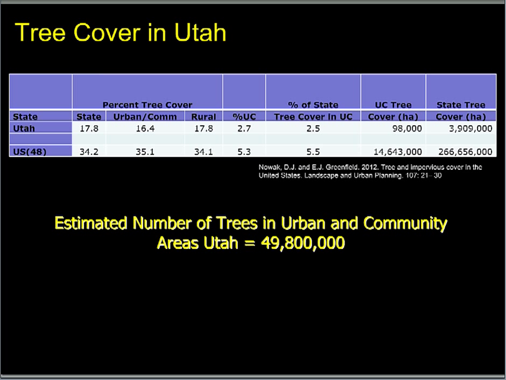So trees are a significant component in urban areas in the United States. And you can see nationwide, of the total state tree cover, about 5.5% comes from urban areas, but in Utah it's 2.5%.